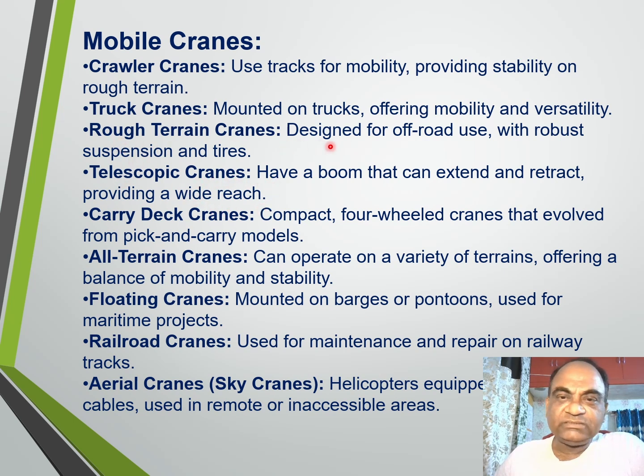A rough terrain crane is designed for off-road use with robust suspension and tires. Truck cranes are mounted on trucks, offering mobility and versatility. Crawler cranes use tracks for mobility and provide stability on rough terrain. So that's it, the different types of mobile cranes. We are not going to discuss mobile cranes in this video. It is just for your information that we have two types of cranes, one static and the other mobile. We will be discussing EOT cranes in detail in this video.